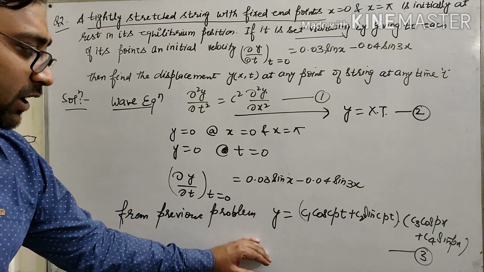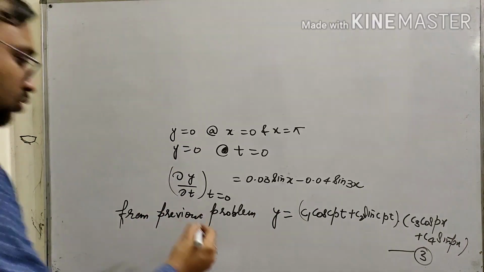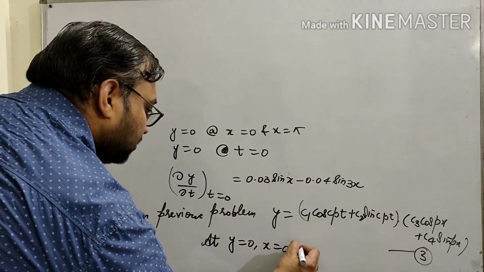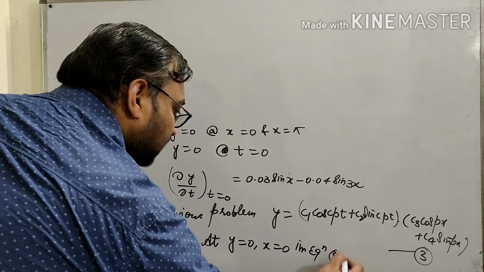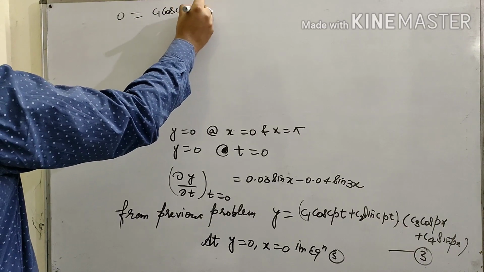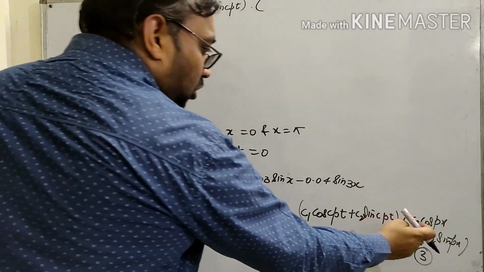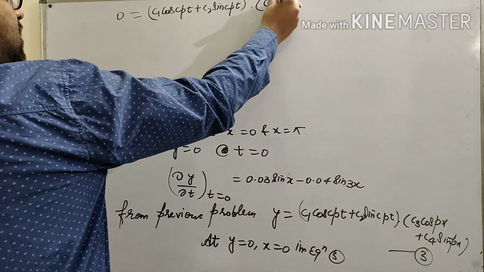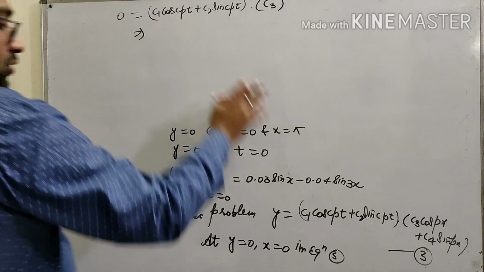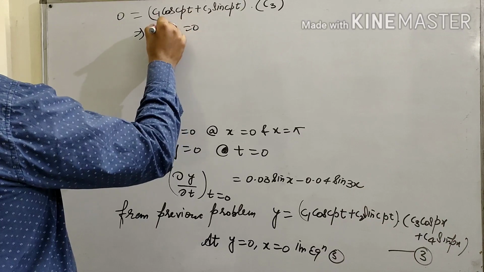So at this particular stage, we have to verify these initial conditions. So at the first condition, y equals 0, x equals 0 in equation number 3. So 0 is equal to (c1 cos cpt plus c2 sin cpt) into (c3 cos 0 plus c4 sin 0), that is c3. So this particular bracket cannot be equal to 0. If this is equal to 0, then the entire y will become 0. So we can take only c3 is equal to 0.